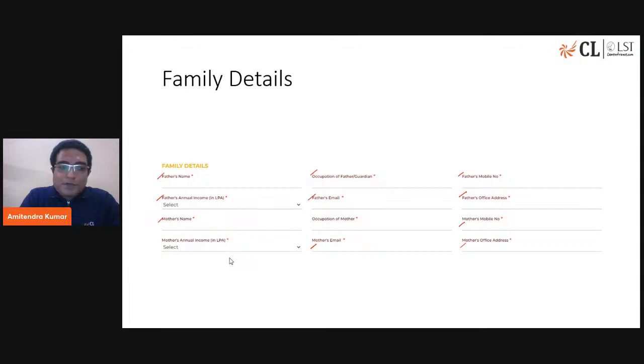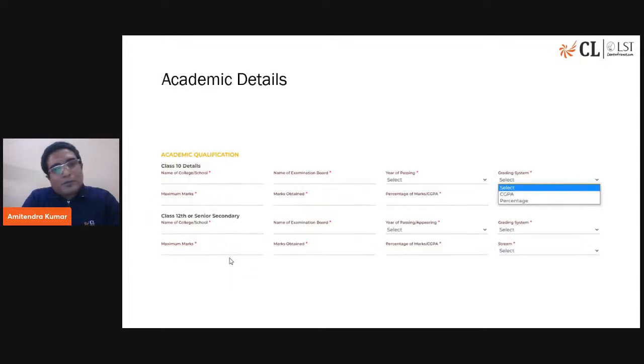I think so far, simple, no issues. In fact, this form is very simple. You don't need to worry about it. Now, this is where I'm sure you will have questions.